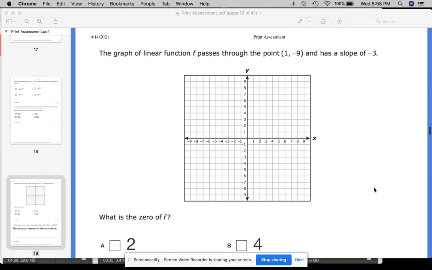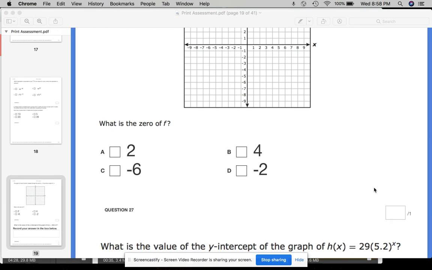Question 26. The graph of linear function f passes through the point (1, negative 9) and has a slope of negative 3. Graph. What is the zero of f? A. 2. B. 4. C. Negative 6. D. Negative 2.